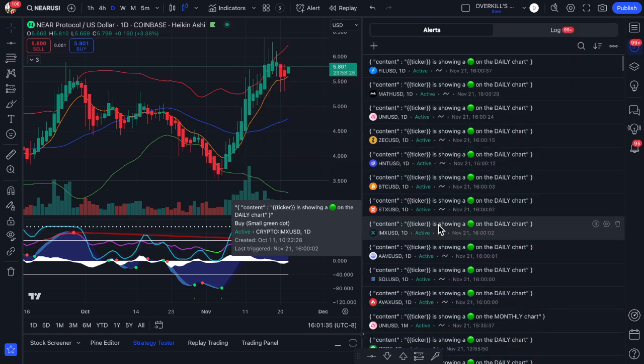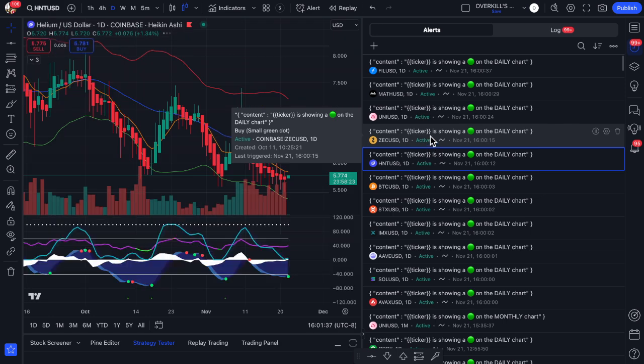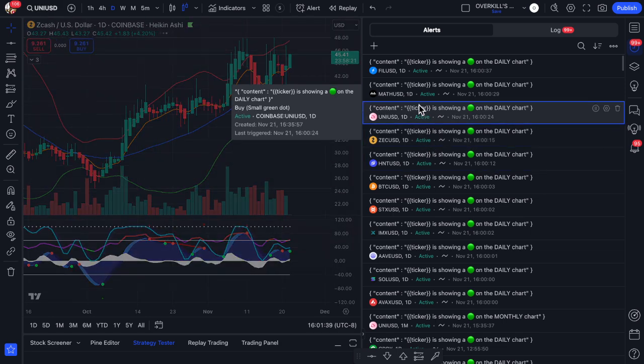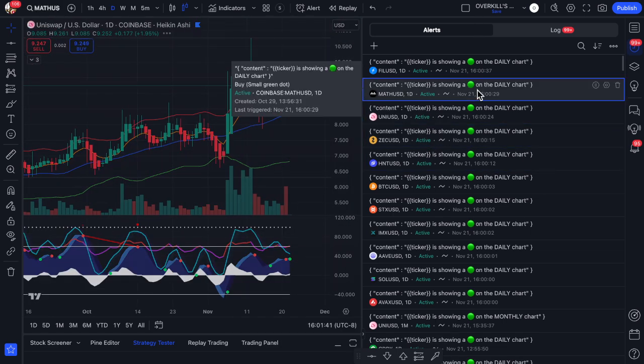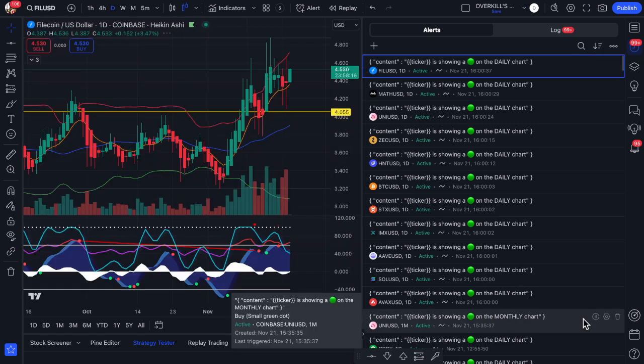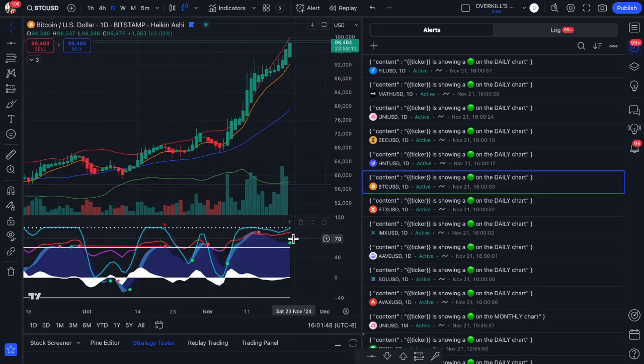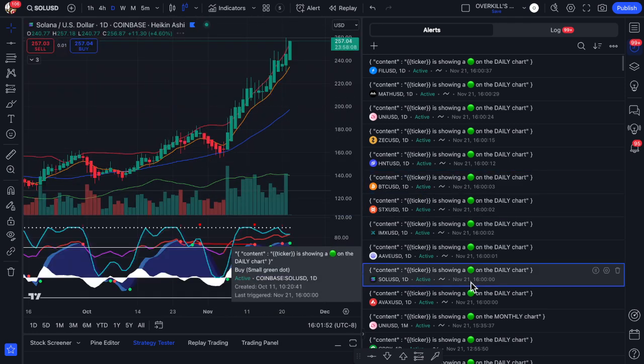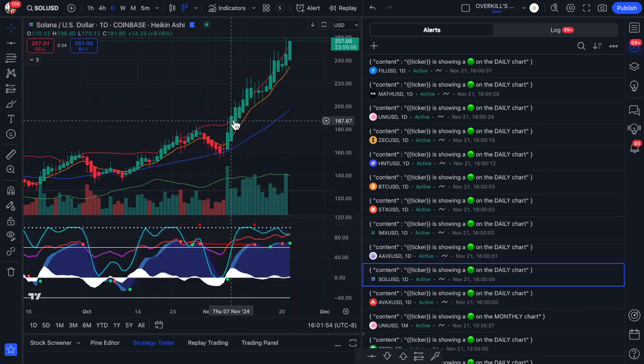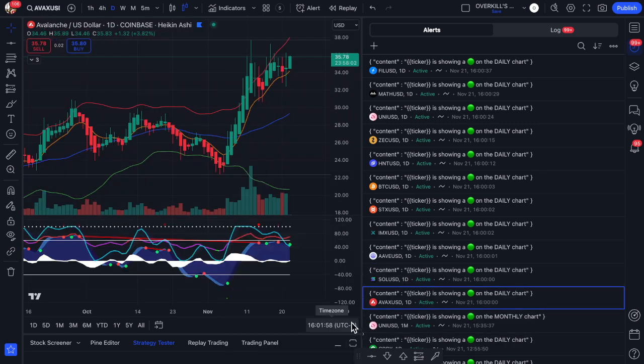Alerts, you can just log in every morning. Boom, go through these. I can click on it and it'll pull up the chart. Zcash. You got Uniswap going off there. You got Math going off there. You got Filecoin going off there. You got STX going off. You got Bitcoin going off. Just insanity, absolute insanity. You got Solana happening, up 25 days in a row. Everyone's losing their minds buying right now, up 25 days in a row.